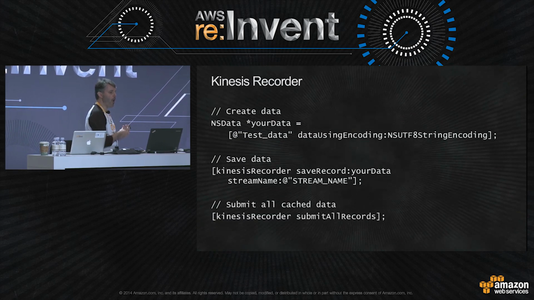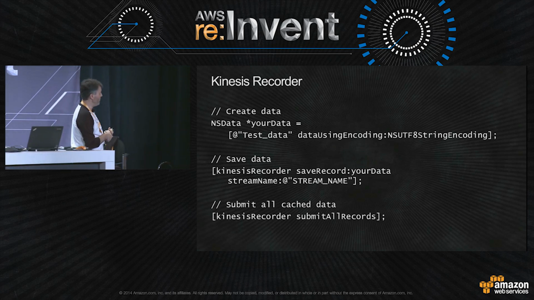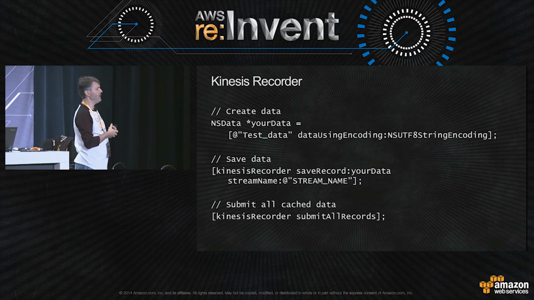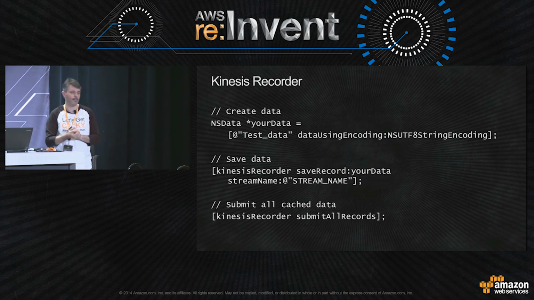How do you send an individual item to the cache? You create your data using an NSData class, so it can be any type of data. It might be a text file or binary. And then you call the save record API on the Kinesis recorder with just one or two parameters, of course, your NSData and the name of the stream. You might have multiple streams in Kinesis.